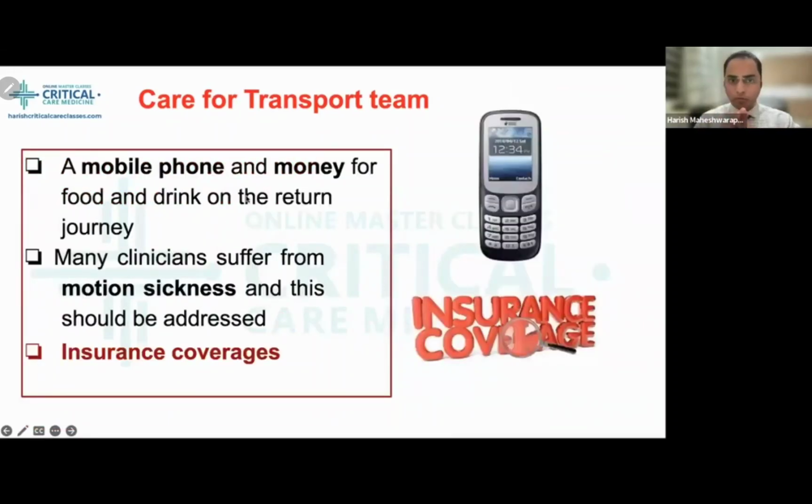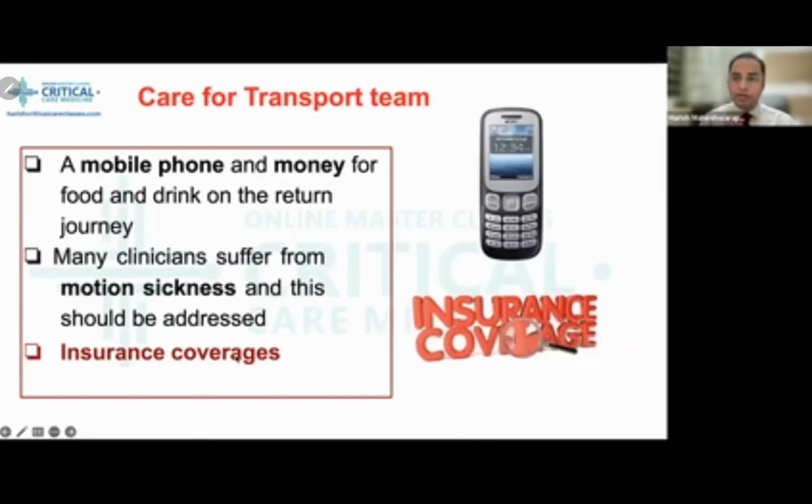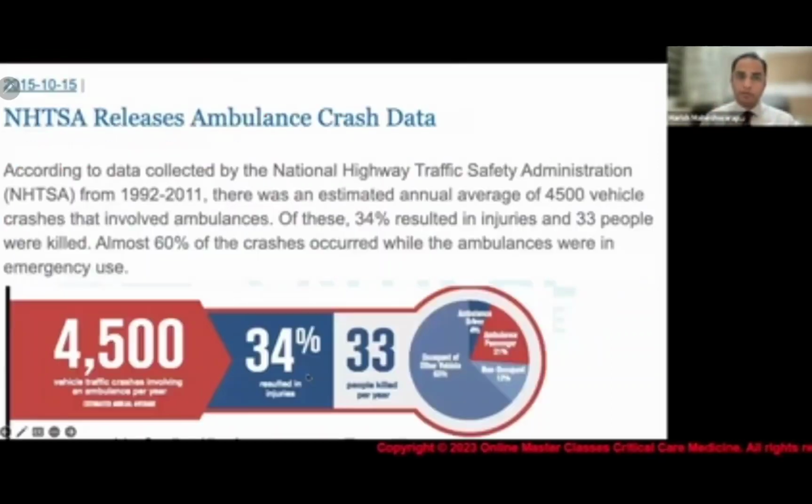There should be a mobile phone with the transport team, and money for food and expenditure during the return journey, which should be appropriately taken care of. Many clinicians suffer from motion sickness, and this should be addressed. They should also have adequate insurance coverage, because if any untoward event or accident happens during transferring a patient, there should be adequate insurance coverage for the transport team also. Very, very important.